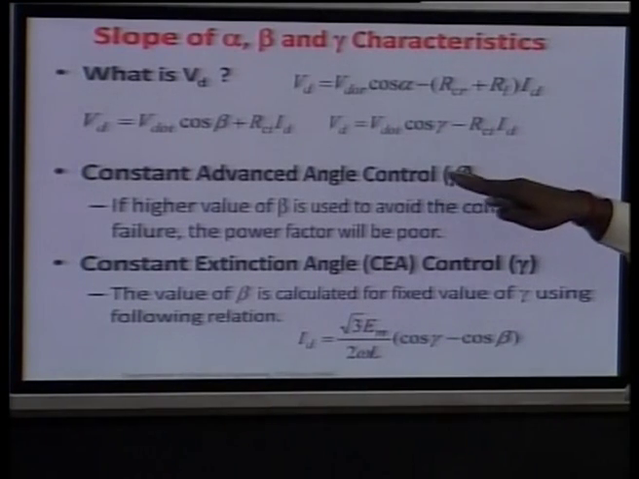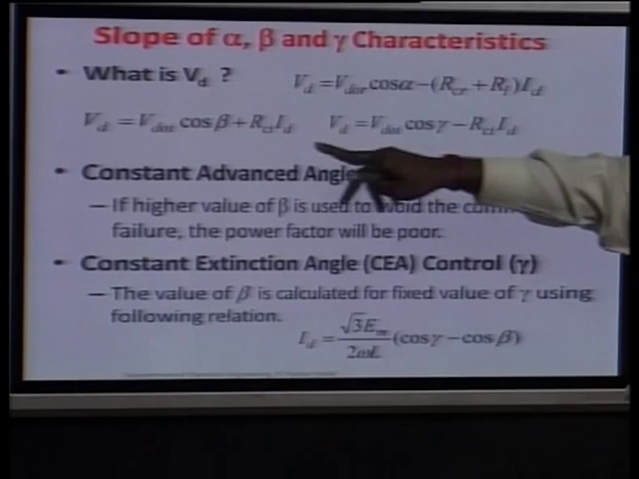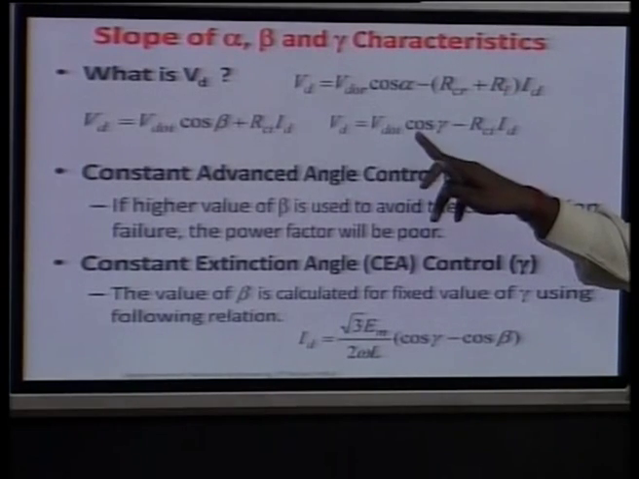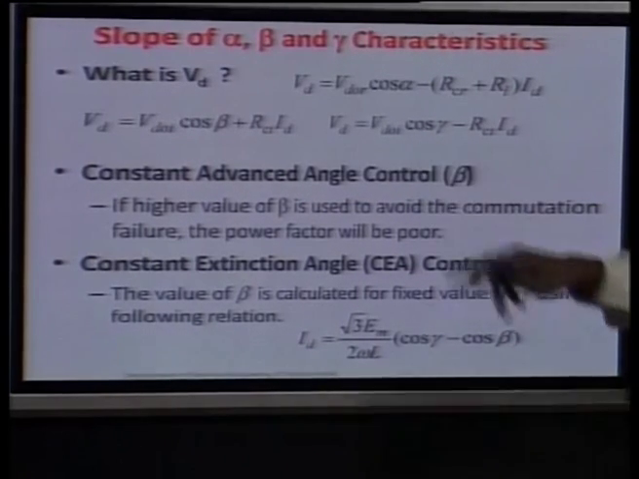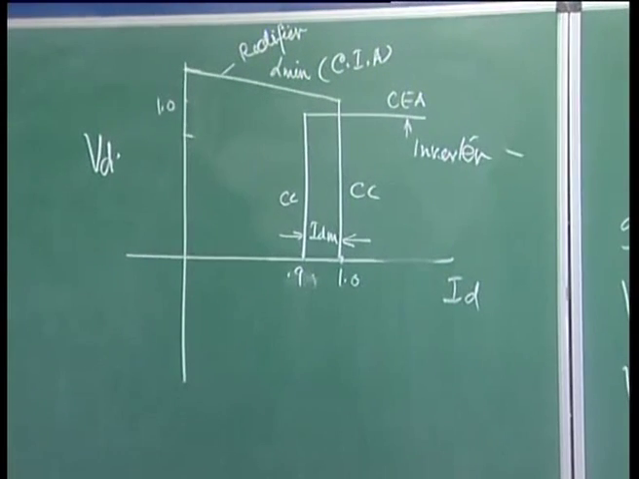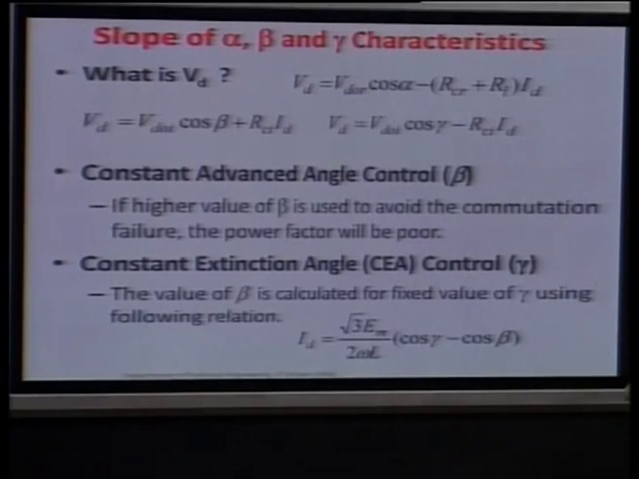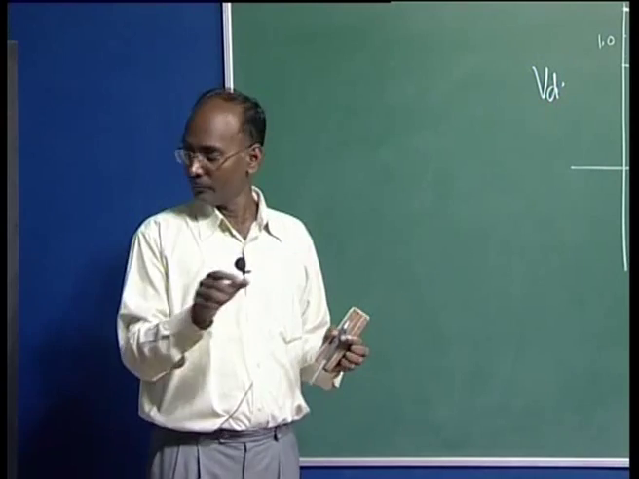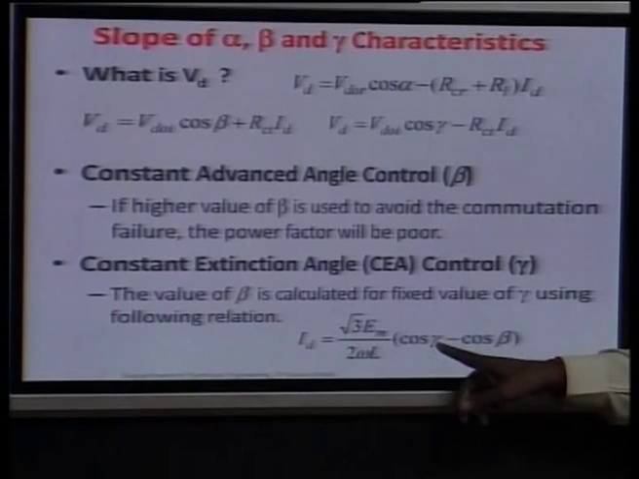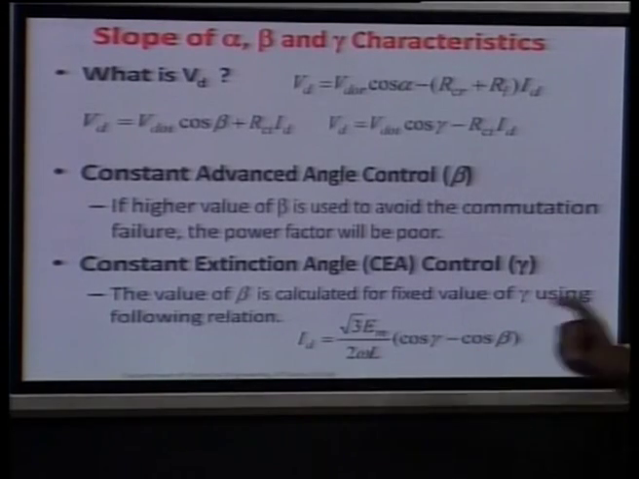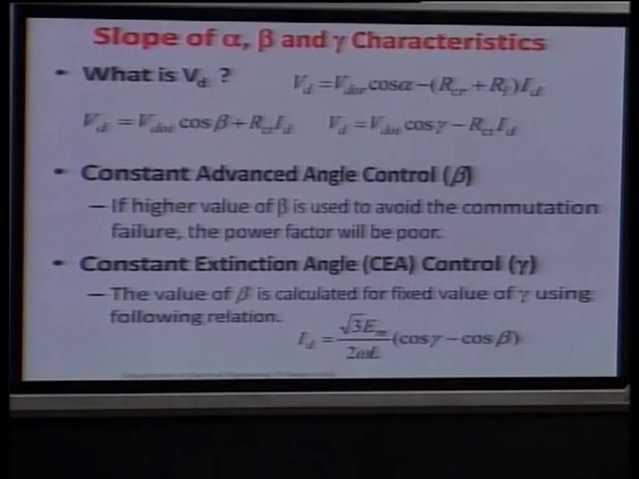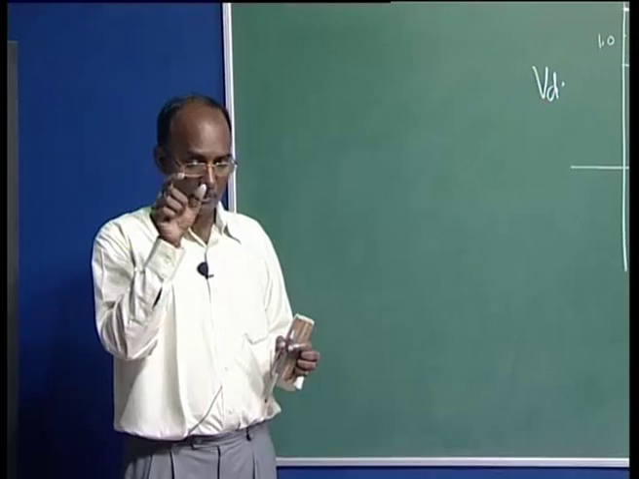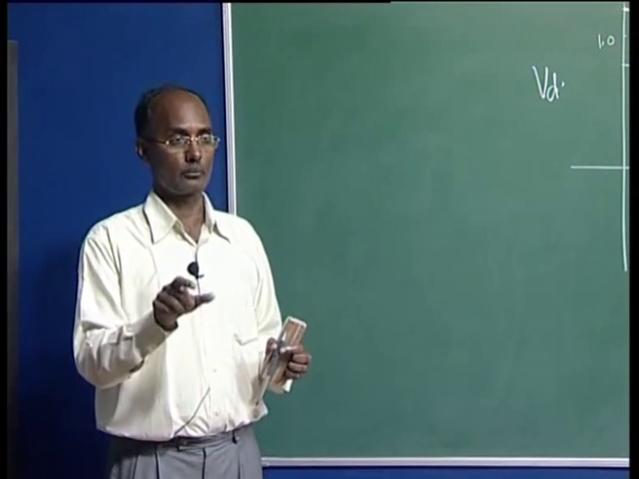Why do we never use the beta control? Because we can use this equation rather than this equation, and it was possible to maintain the current. Here a higher value of beta can be used to avoid commutation failure, but the power factor will be poor, so we never go for this. What we do is calculate the gamma. Based on the given value of gamma, we calculate the beta for a given current. In that case we are maintaining gamma, which is very, very useful.